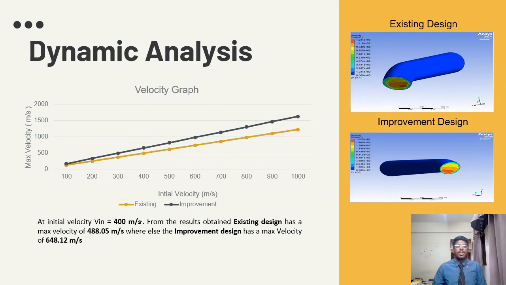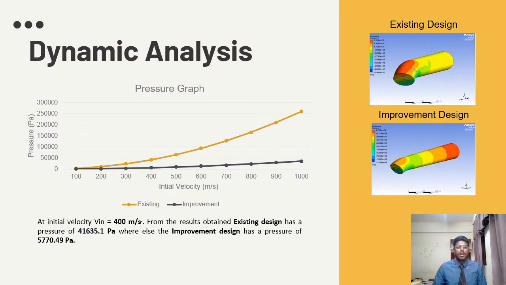The velocity graph where both designs are plotted, and when initial velocity is at 400 meters per second, the existing design has a max velocity of 488.05 meters per second, and the improvement design was 648.12 meters per second, which shows more velocity for the improvement design.